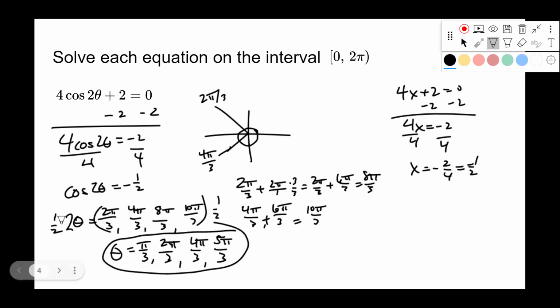That is done. Okay? And again, if you want to check, all 4 answers, if you plug them in for theta, they'll work.